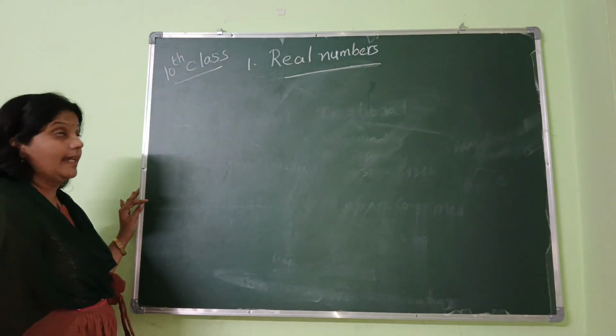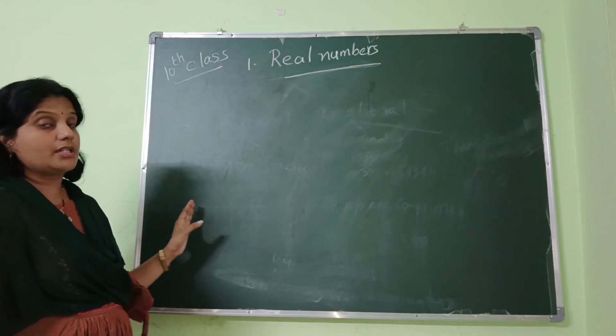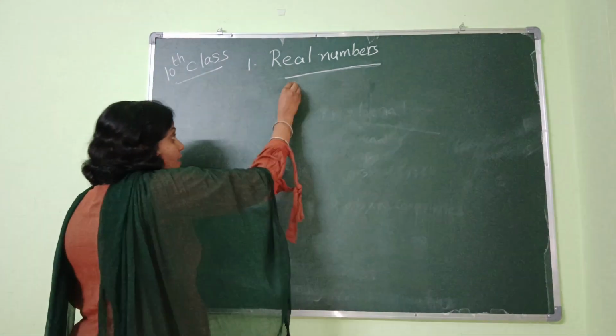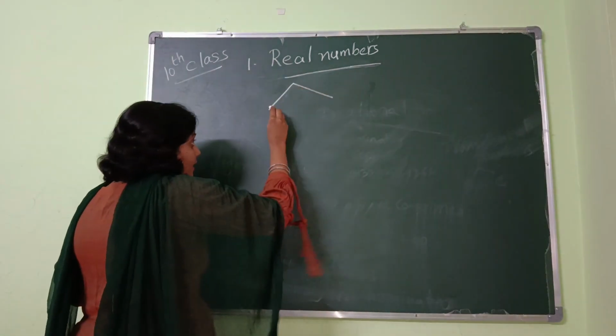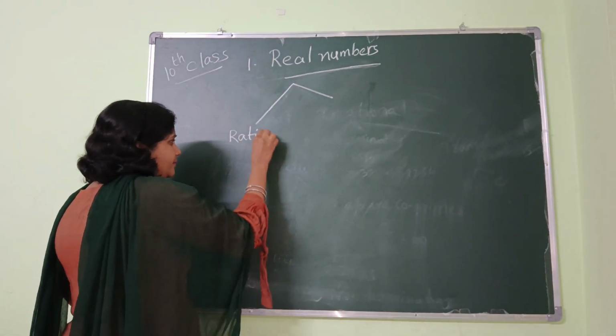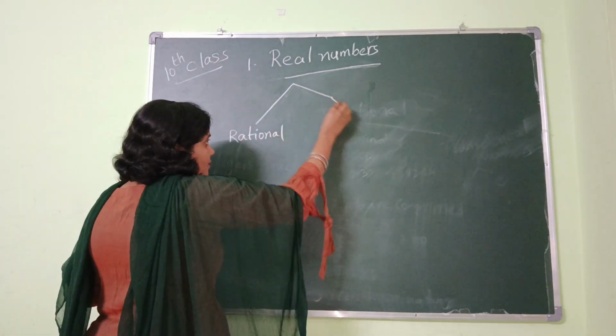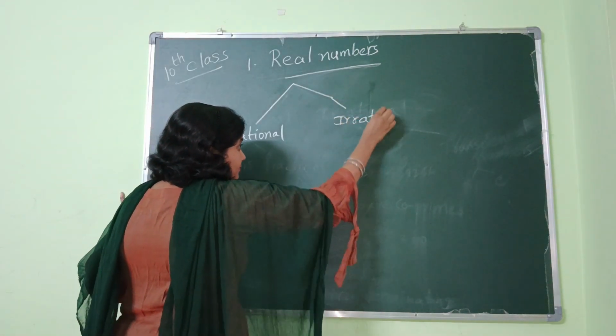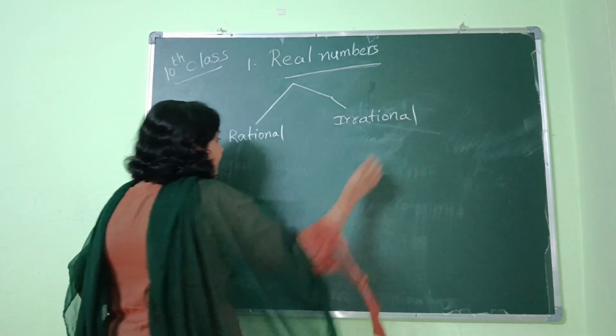So what is meant by real numbers? Before going to the chapter, we will discuss what is meant by real numbers. Real numbers means the numbers that are both rational and irrational.